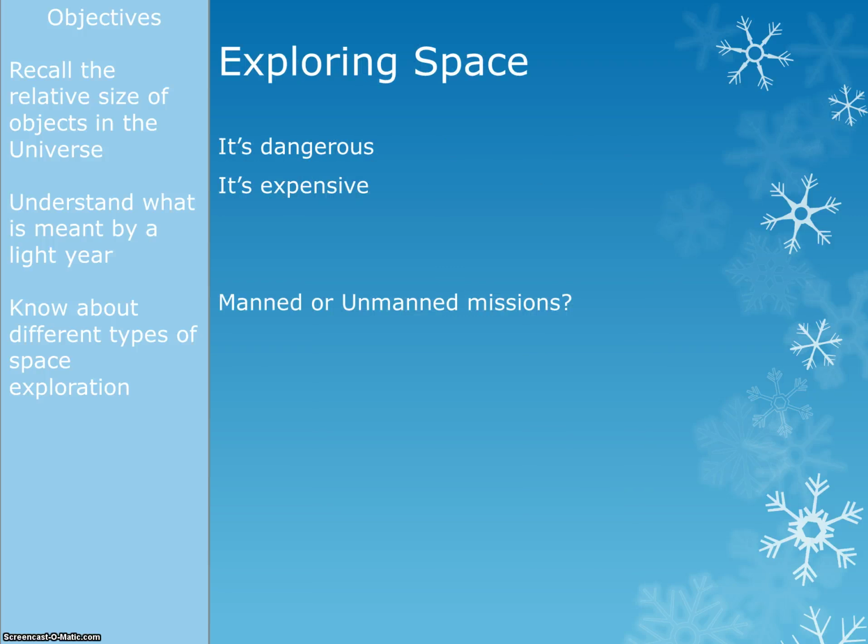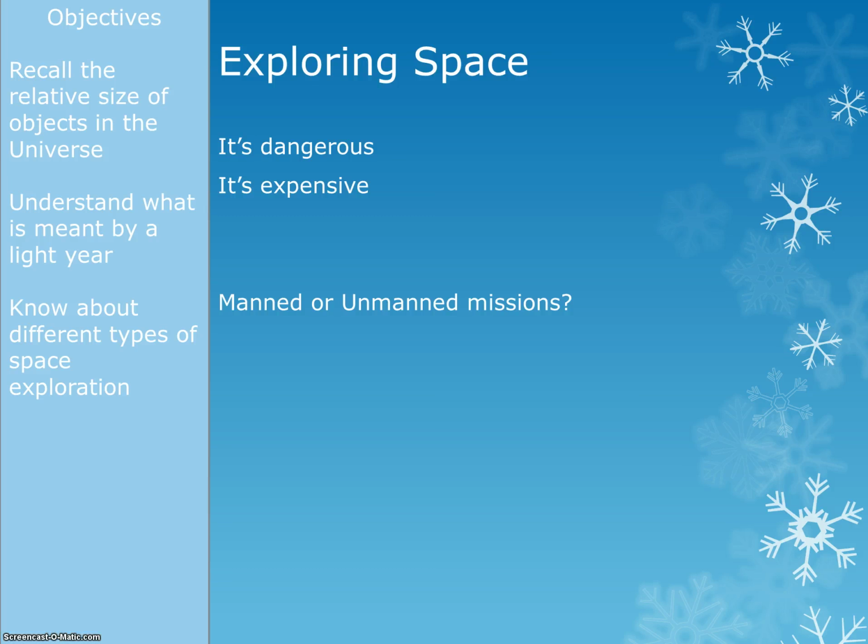Okay, so that's what's in space, but obviously, being the exploring race that we are, human beings have an urge to go out and find out more and explore. But going to space is dangerous, and it's expensive. So it's hard to do, and you've got to make sure that you do it carefully and right. So the choice then becomes, do we send manned missions, so send people up there, or do we send unmanned missions, so send robots to go and collect things for us?